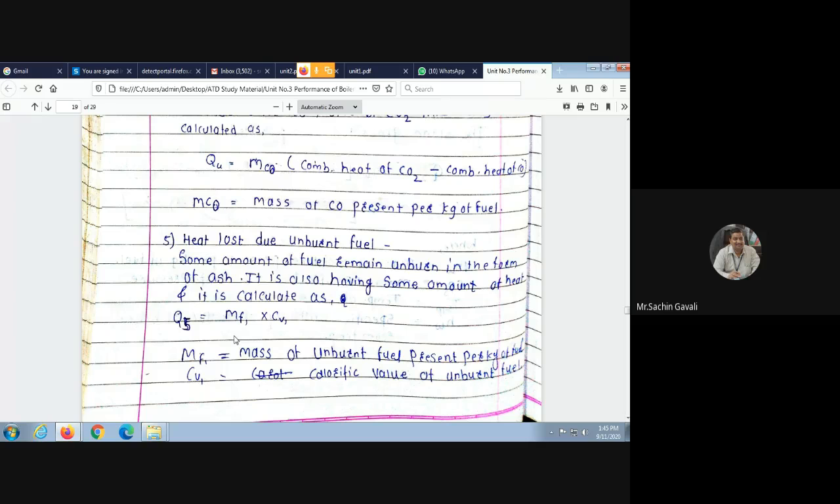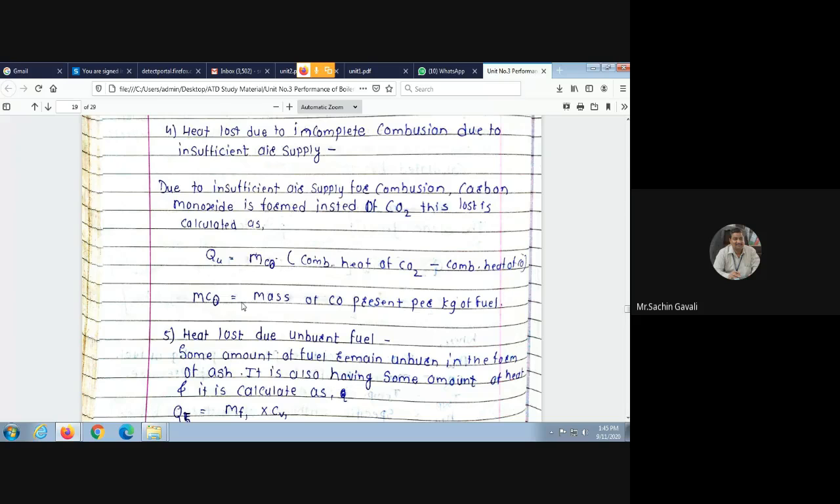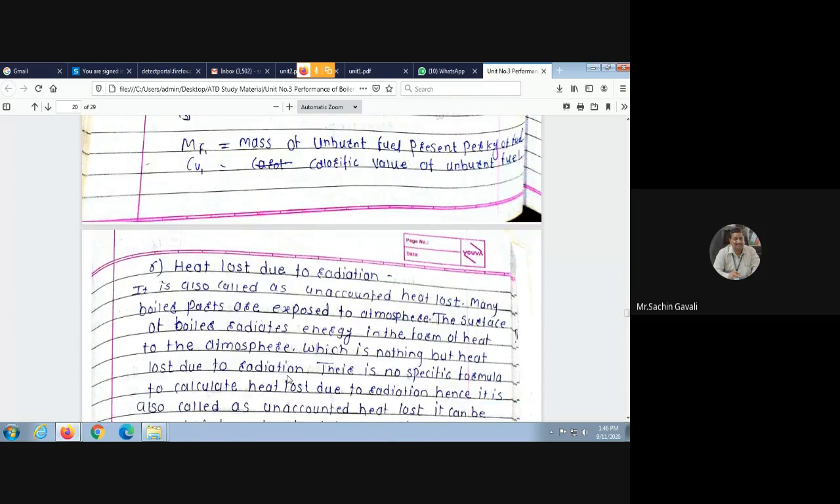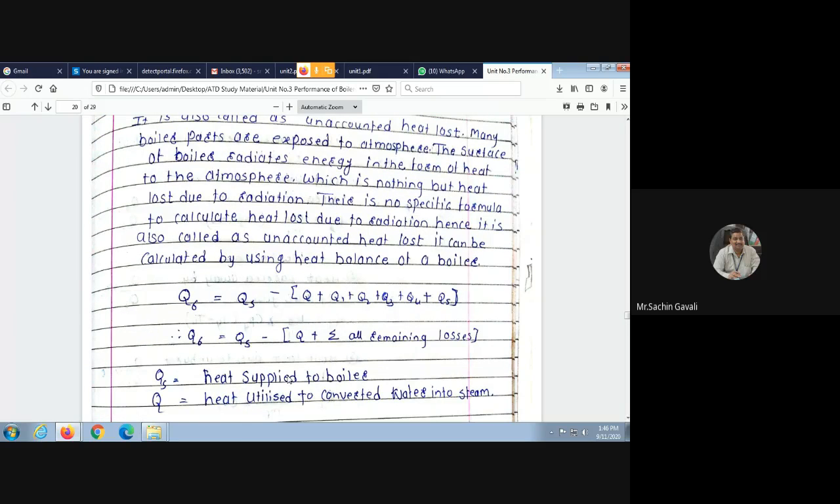So mass of ash divided by total mass of fuel, that is mf1 upon mf per kg. All the quantities of heat losses we have to calculate per kg of fuel, meaning all these masses we have to divide by mf, the mass of fuel, then we will get per kg of fuel. That we have to understand. And cv1 is what? Calorific value of unburned fuel. So this is the calorific value of ash or unburned fuel, whereas in the heat supplied case it is the calorific value of the fresh fuel we are supplying. And the last loss we always have to consider is also called unaccounted heat loss.